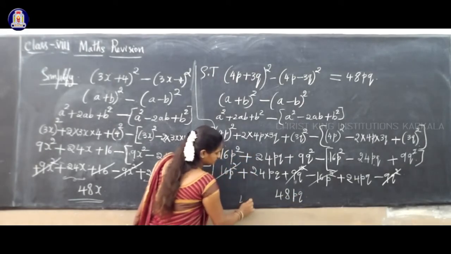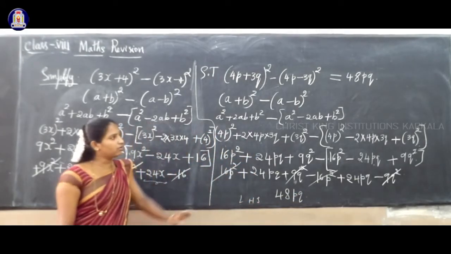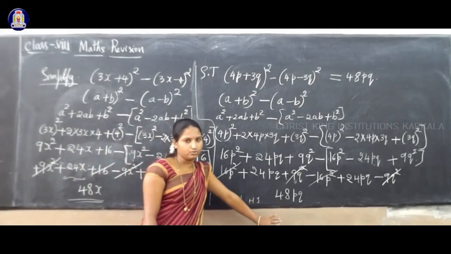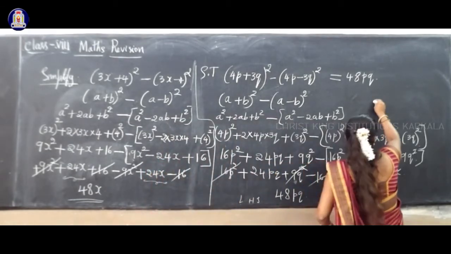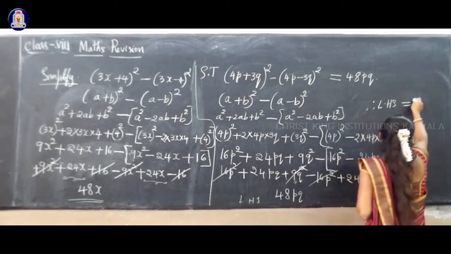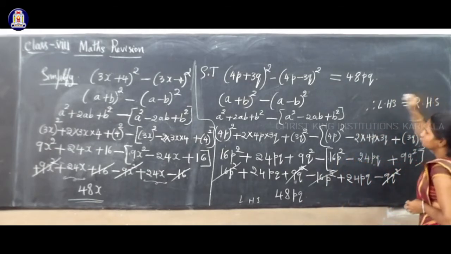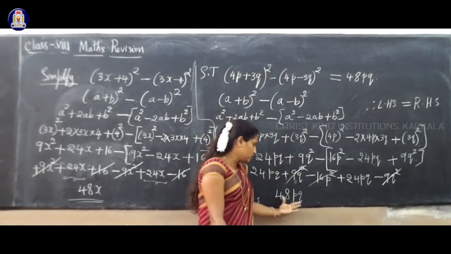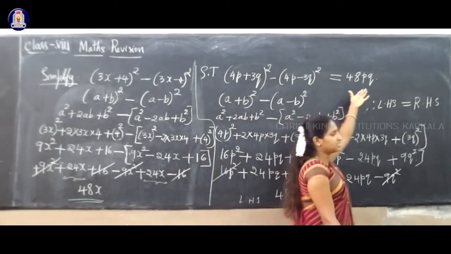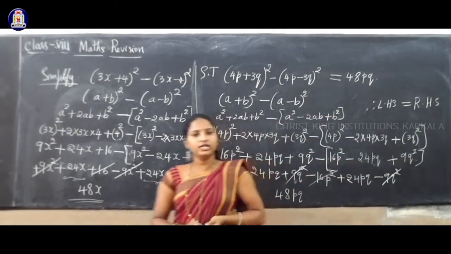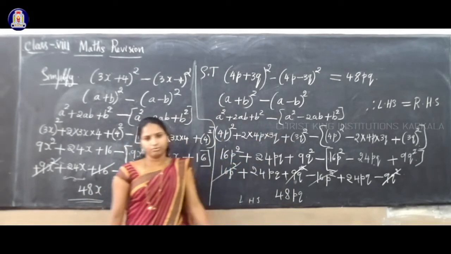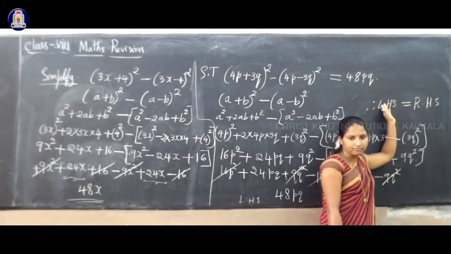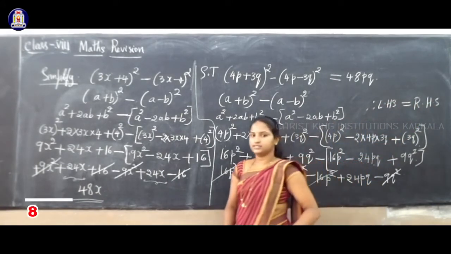So the left hand side answer we got is 48pq. Now compare the right hand side answer. Right hand side also the answer given is 48pq. So therefore we can write, LHS is equal to RHS. Clear? So the question is, show that left hand side is equal to right hand side. After simplifying the left hand side we got 48pq. The same answer we can see in the right hand side also, isn't it? So 48pq is equal to 48pq. Therefore left hand side LHS is equal to RHS. Clear? Yes.